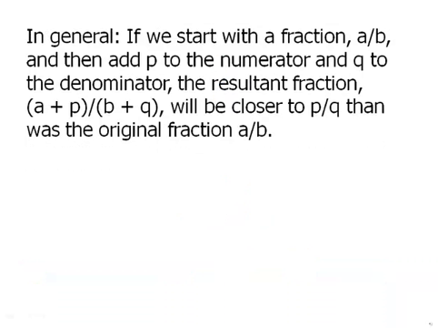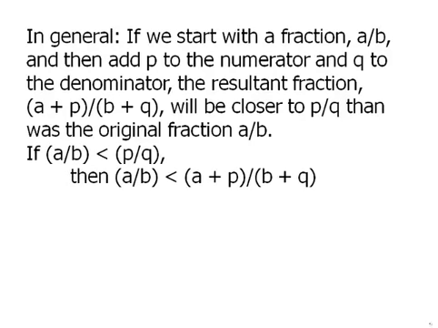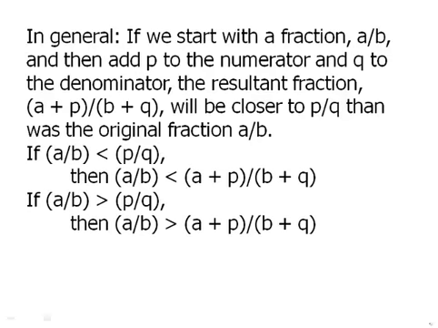Now I'll state this general rule. This general rule involves a lot of algebra, so this might be a bit confusing, but I'll go through this for the people who like the algebra. If we start with a fraction a/b, and then add p to the numerator and q to the denominator, the resultant fraction, which will be (a+p)/(b+q), that resultant fraction will be closer to p/q than was the original fraction. So if the original fraction is smaller than p/q, then doing this makes it bigger. If the original fraction is larger than p/q, then doing this makes it smaller.